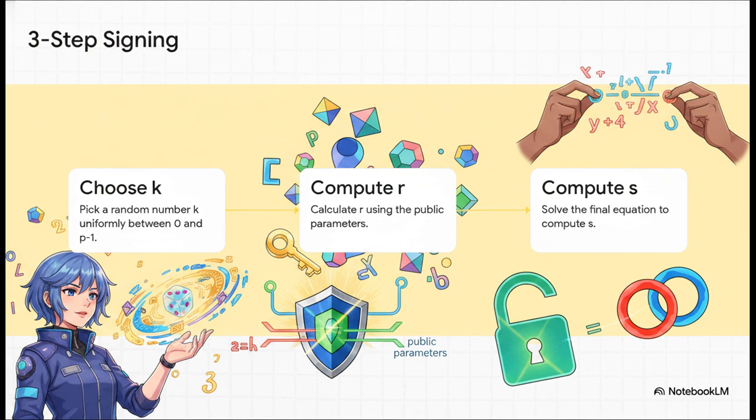First, you pick that random number k. Then, using your secret key and the public parameters, you calculate two values, r and s. This pair, r and s, literally becomes your signature. It's entirely verifiable by anyone using your public key, but mathematically tied directly to your private, secret key.